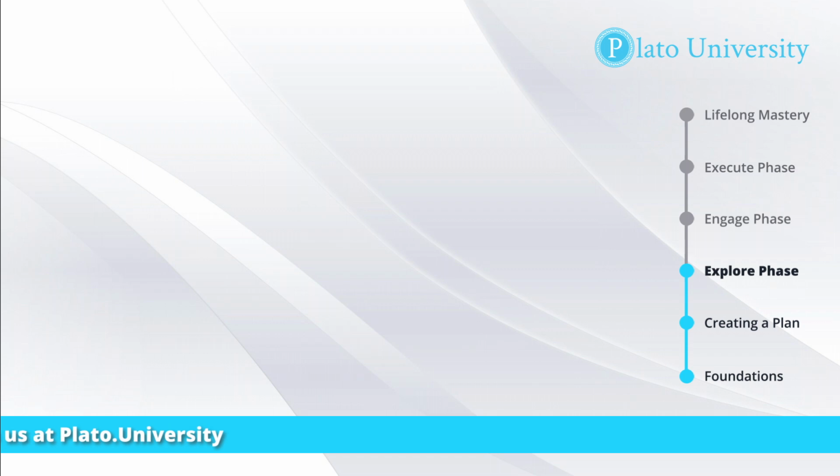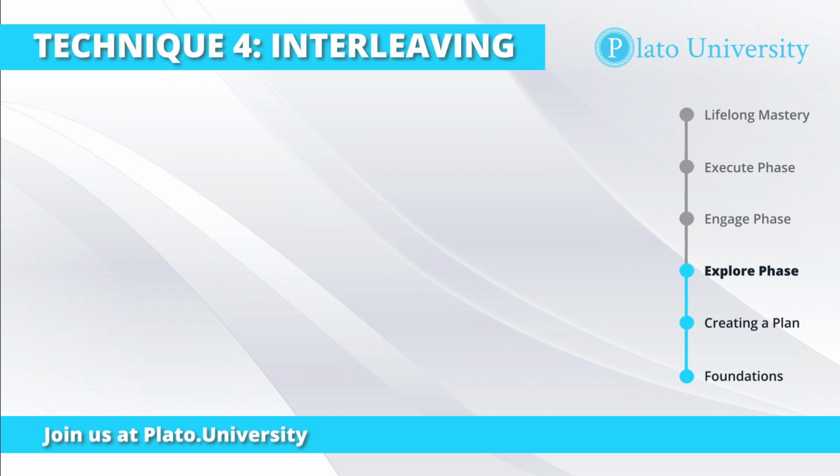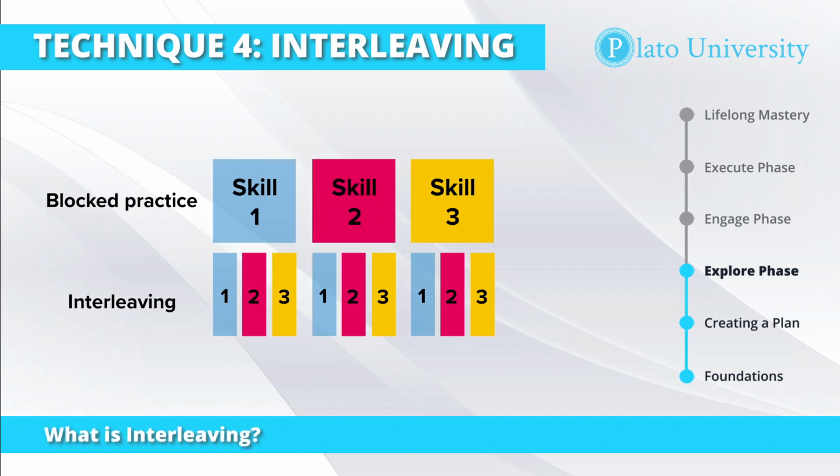All right, today we're going to be talking about technique number 4 in active learning, which is interleaving. Interleaving is the process of mixing different types of tasks, problems, or topics together as you're practicing or studying them. This is also known as mixed practice, which would be the opposite of blocked practice, where you focus on plenty of practice with a single concept before dropping it to move on to the next concept.